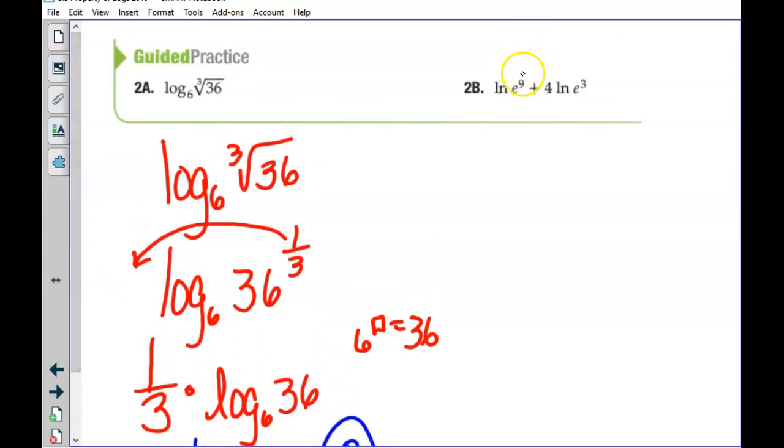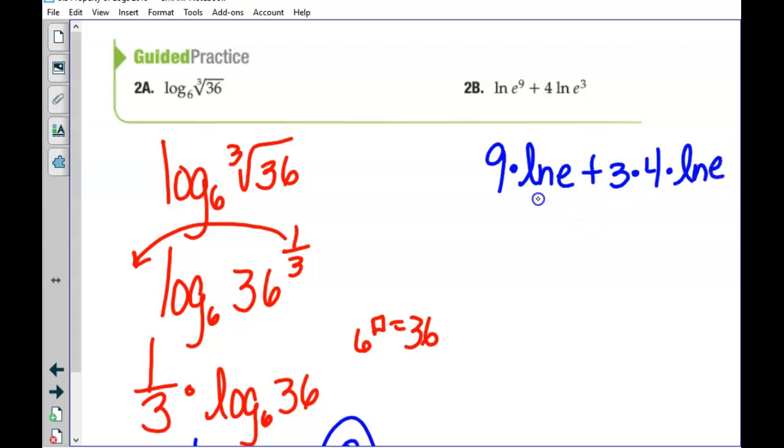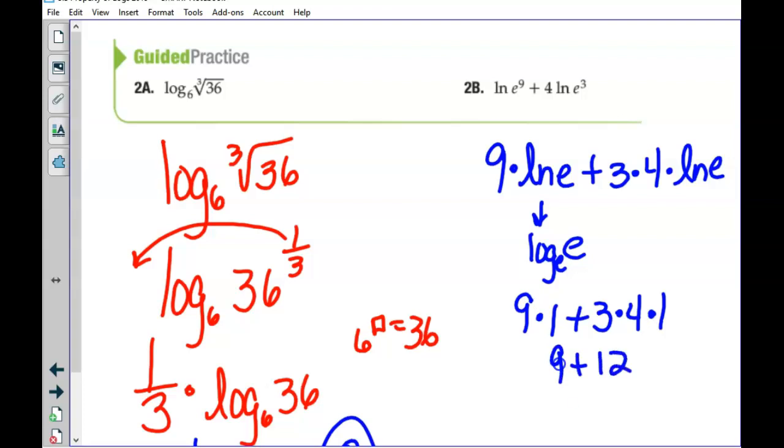All right. This one you could move the 9 out front and you have 9 ln of E plus you could move this 3 out front. There was already a 4 out there. Okay, but what's ln of E? Do you remember what that means? Yeah, well, it's 1 because it's E to what power? The base, right? Let me make that clear. This means log base E of E. So it's E to what power is E, which is 1. So we have 9 times 1 plus 3 times 4 times 1, which would be 9 plus 12 or 21.